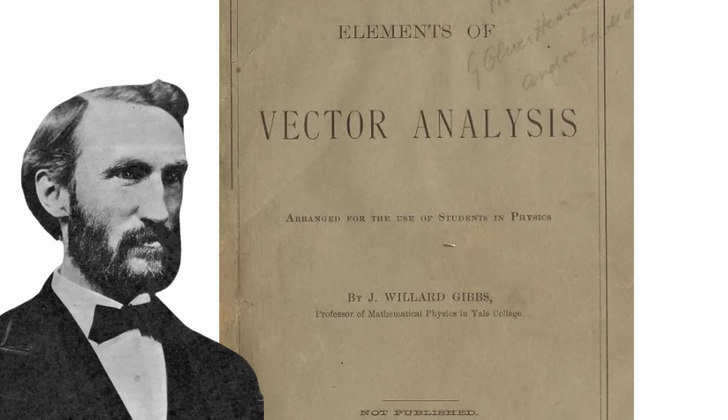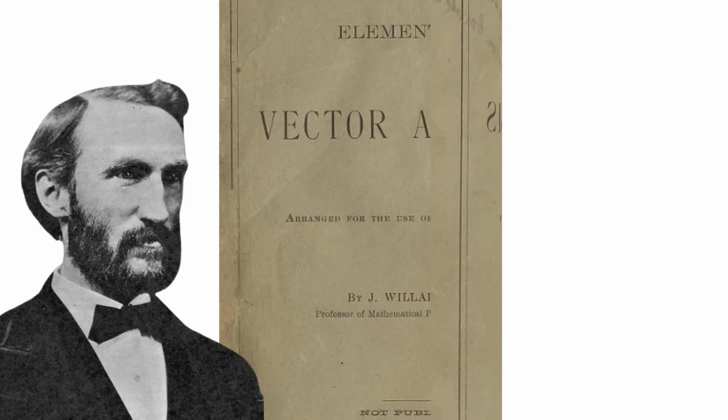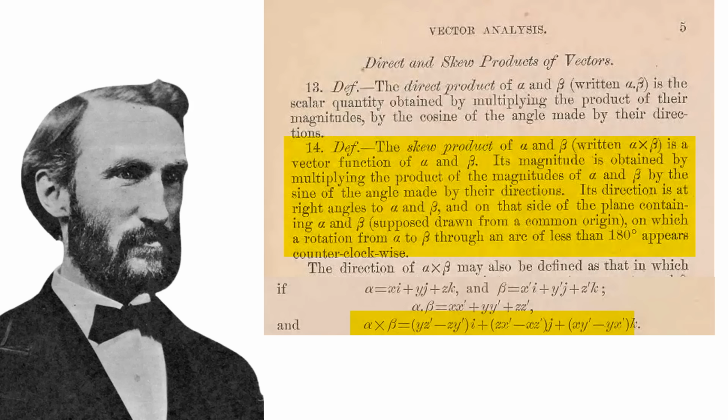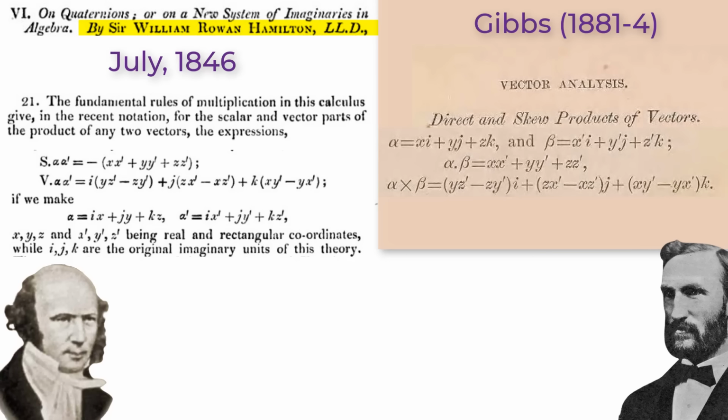Then, between 1881 and 1884, Gibbs put together a little pamphlet about his new mathematical methods to help his students understand Maxwell's equations. In this pamphlet, Gibbs called the scalar multiplication the direct product, and noted it with a dot, and called the vector multiplication the skew product, and noted it with an X or a cross. I think it's startling to compare Gibbs's scalar product and vector product to Hamilton's scalar and vector results of multiplying two vectors from his 1846 paper.